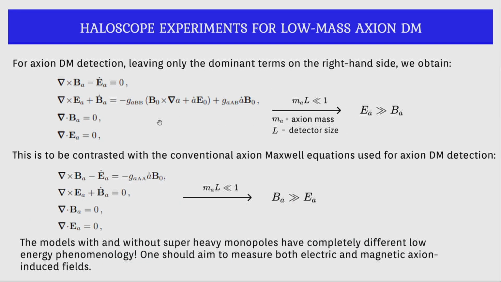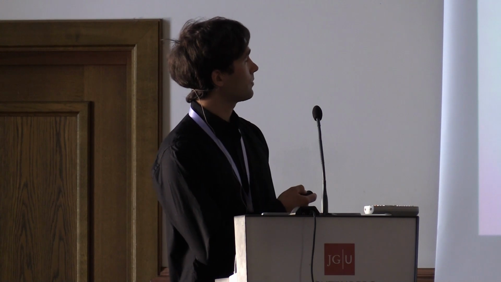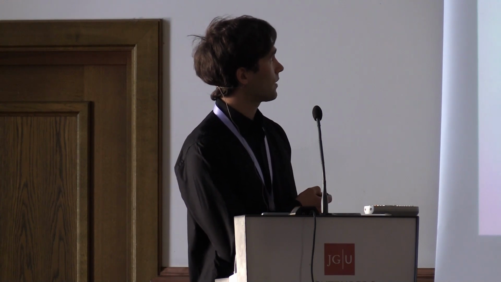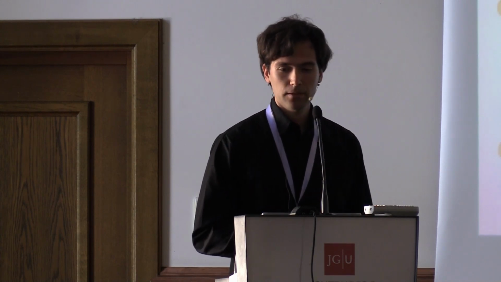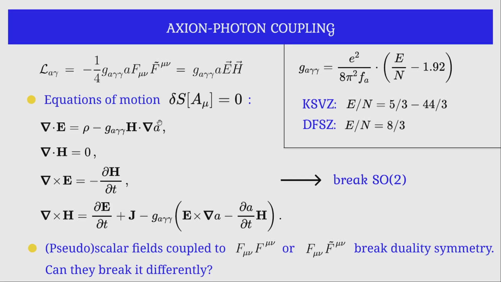But you can distinguish in these haloscope experiments because you have a different behavior. You have an axion-induced electric field instead of the magnetic field, so you can really see this. And the characteristic values of these BB couplings we give in the paper, and they are similar to this expression, it's just that you substitute e squared with g squared. And you don't have the contribution from pions, because pions are constructed from electrically charged particles.